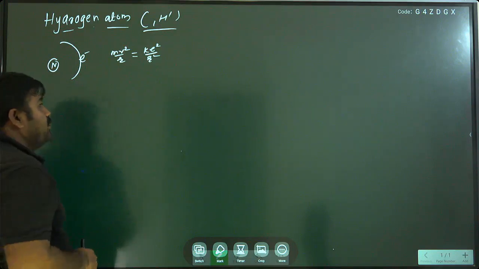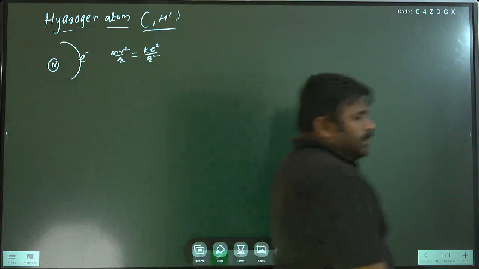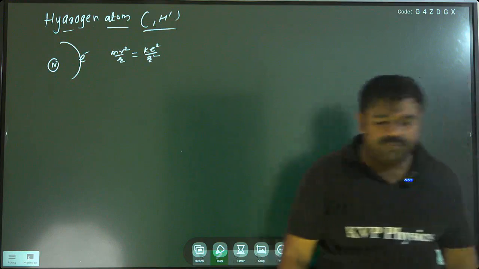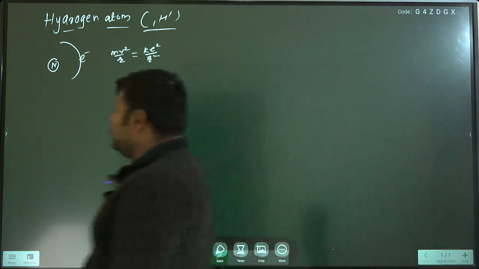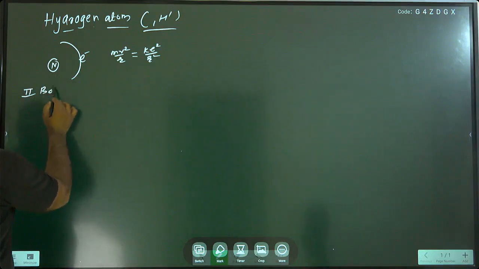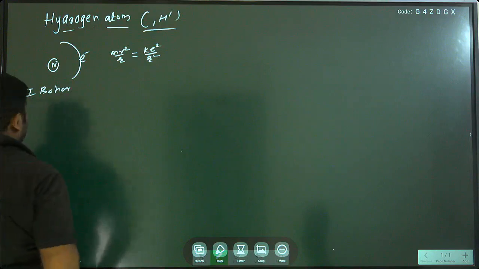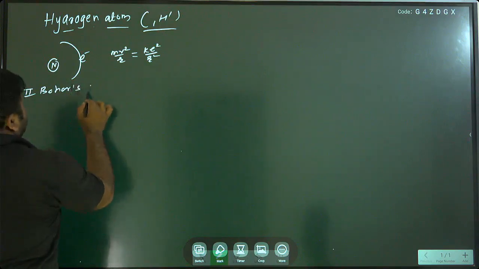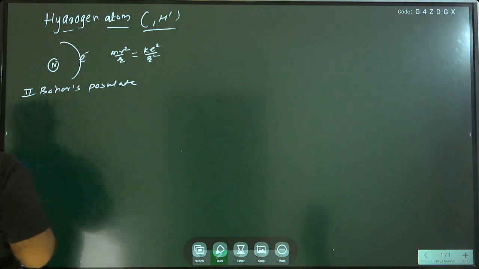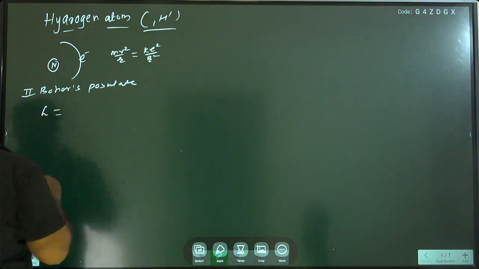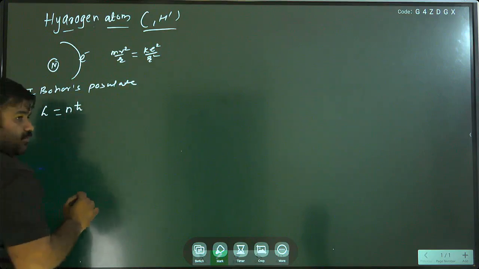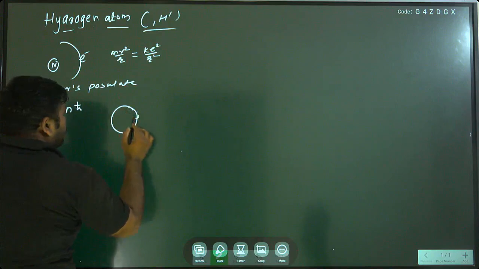What is the second Bohr postulate? The second Bohr postulate is that the electron moves only in those orbits whose angular momentum is an integral multiple of h cross. Integral multiple of n h cross. The electron moves only in those orbits.